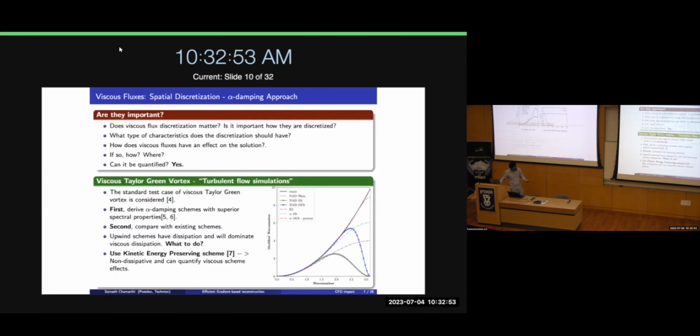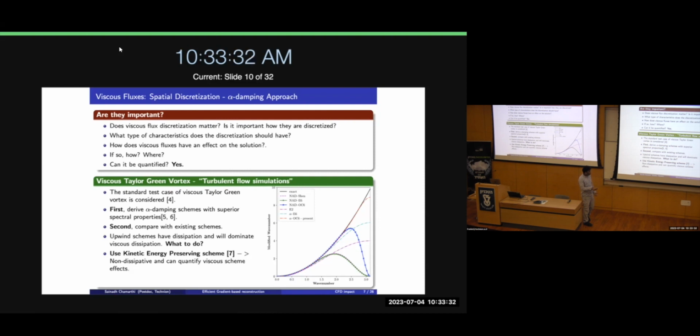Okay, so this is a standard test case of the viscous Taylor-Green vortex that everybody does to validate their codes. It's a relatively turbulent flow simulation, and it's a standard test case. So we derived different alpha damping schemes. In the viscous terms, you're approximating the second derivatives, that is dou square u by dou x squared. So if you do a Fourier analysis, this is how the exact curve looks, the black one.